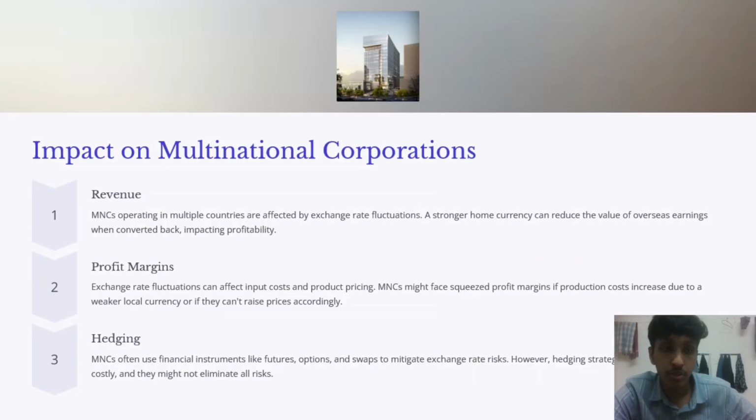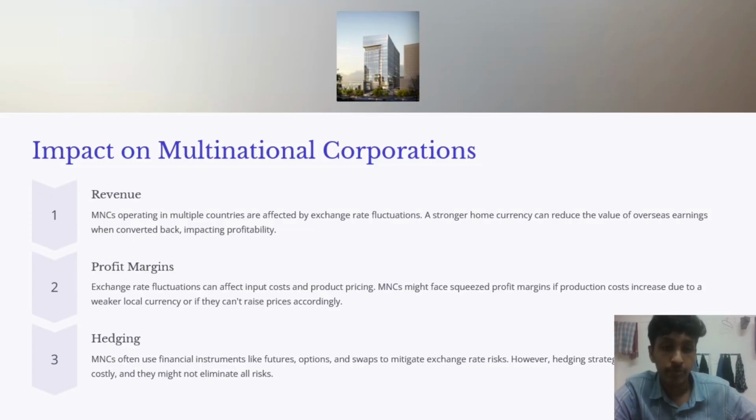So next we'll be talking about how these implications impact multinational corporations. Revenue. MNCs operating in multiple countries are affected by exchange rate fluctuations. A stronger home currency can reduce the value of overseas earnings when converted back, impacting profitability. So MNCs are the ones who sell goods to other countries. So if the currency gets stronger, the money earned in another country is worth less in their home currency.